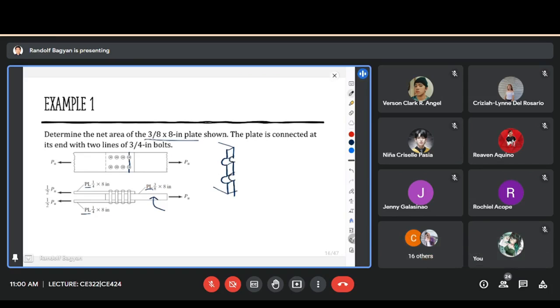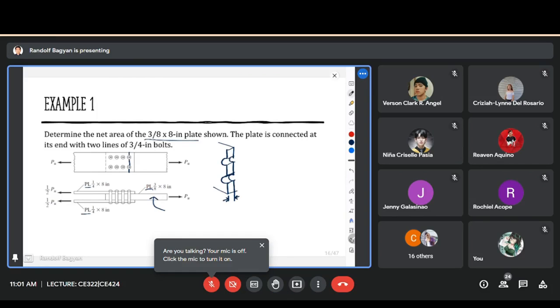Pagpatensyahan nyo na yung drawing ko. Ang ganda-ganda. Ganyan. Okay. So, 3/8 by 8 inches. Of course, yung thickness niya, yun yung 3/8.